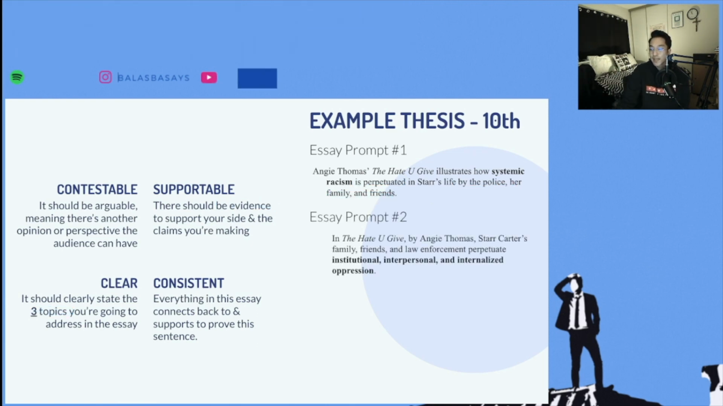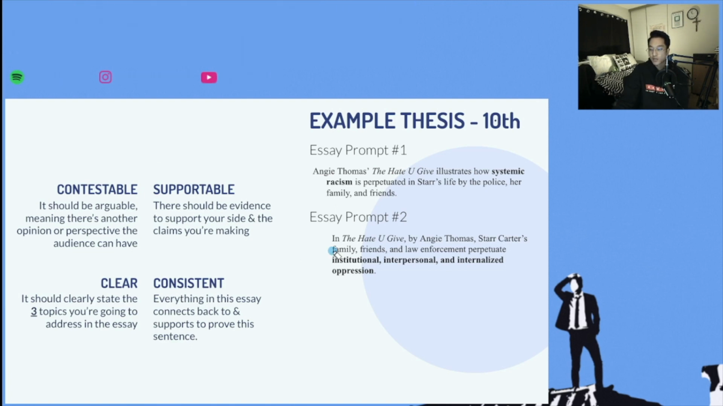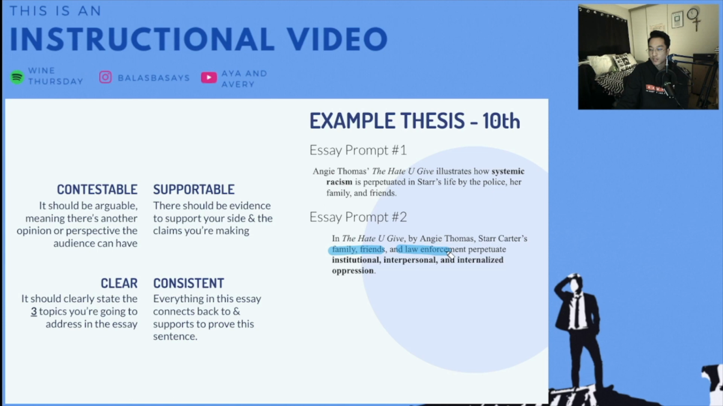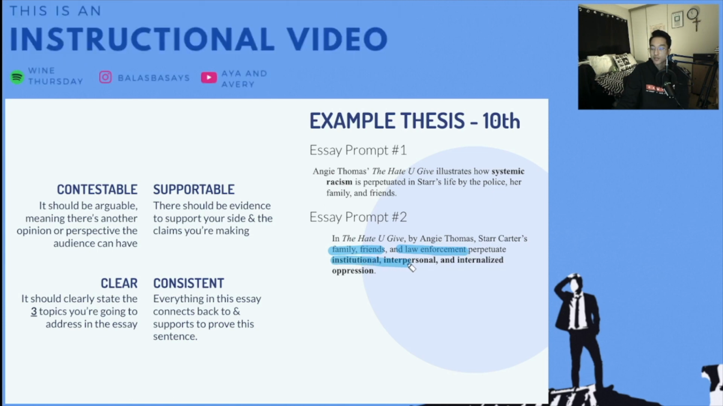In "The Hate You Give" by Angie Thomas, Star Carter's family, friends, and law enforcement perpetuate institutional, interpersonal, and internalized oppression. So this one's a little more multi-layered. Again, this writer is arguing that Star's family, friends, and the law enforcement perpetuate, specifically the 3 topics here, institutional, interpersonal, and internalized oppression. So again, it is falling in line with contestable, supportable, clear, and consistency.